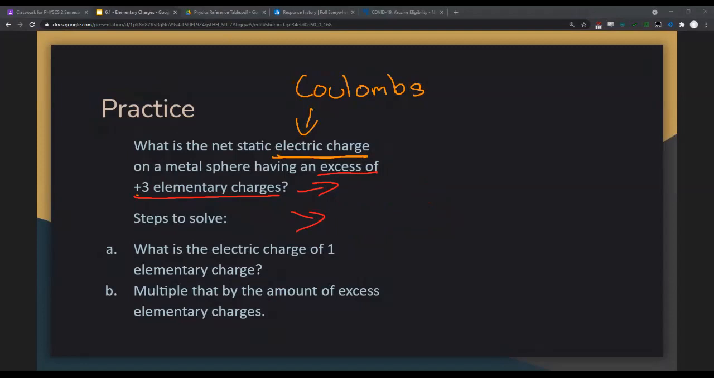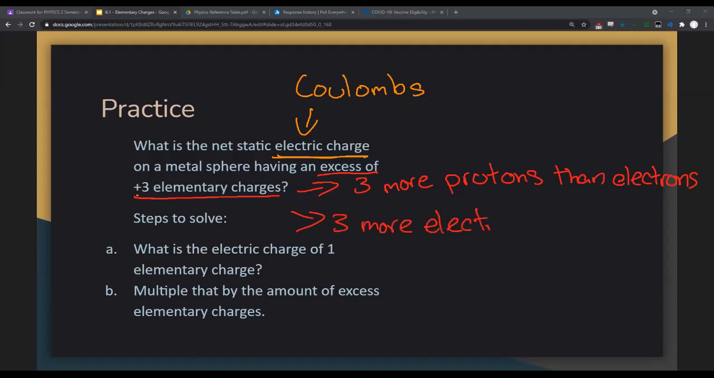you have 3 more protons than electrons, or you have 3 more electrons than protons. Right? That's what that means. So when it says you have an excess of this many elementary charges, it either means you have 3 more protons than electrons, or 3 more electrons than protons.